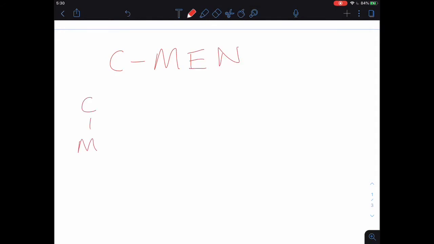An acronym you can use is C-MEN, signifying C for connective tissue, M for muscle tissue, E for epithelial tissue, and N for nervous tissue. C-MEN. We can make these types of tissues into a flowchart to better see the different types. Starting with connective tissue, the function can be within the name.